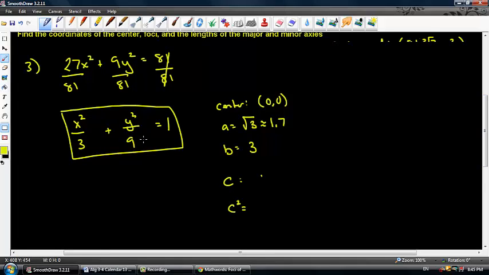Now this time A squared is 9, because remember, A is the major axis, which is always the bigger number, so it's 9 minus 3. Please do not do 3 minus 9. So C squared is going to equal 6, so C equals the square root of 6, which is approximately, let's see, in between 4 and 9, leaning a little more towards here, so let's say 2.6.